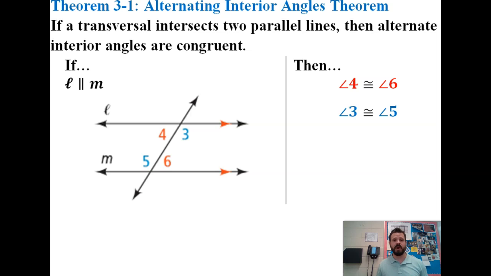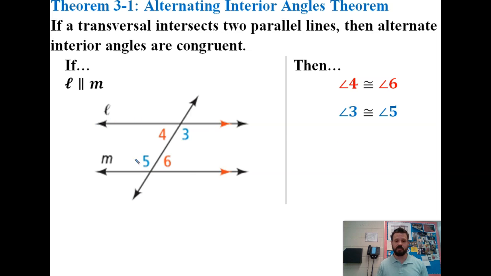Now, the other thing we can use postulates for is to come up with other properties, to come up with other theorems about our geometric figures. And that's what we're going to look at next: 3 theorems. So basically a theorem for each of our other 3 types of angle pairs. First one is the alternate interior angle theorem. It says that if a transversal intersects 2 parallel lines, then alternate interior angles are congruent.